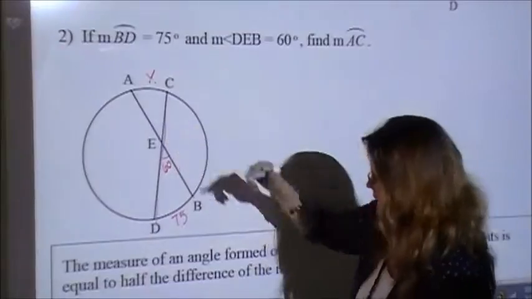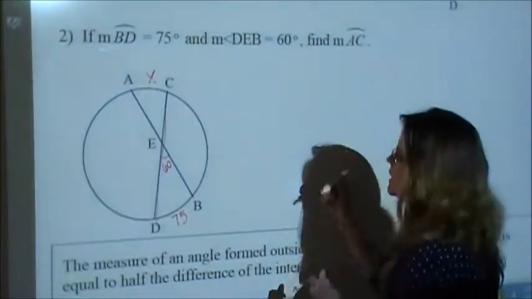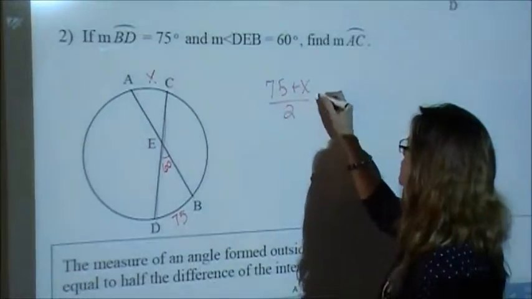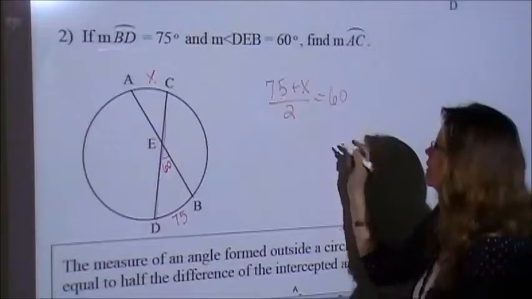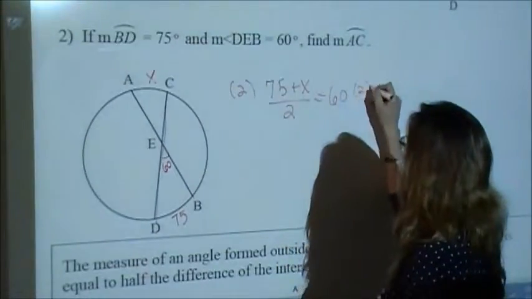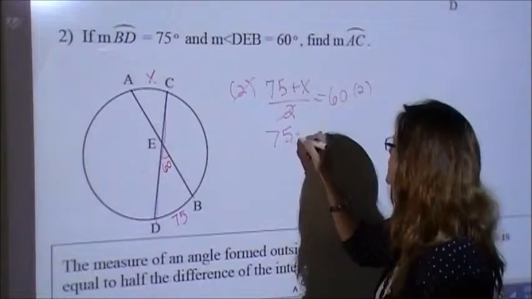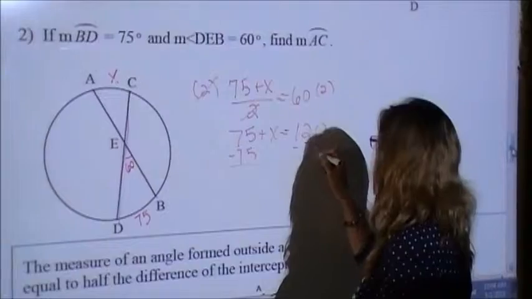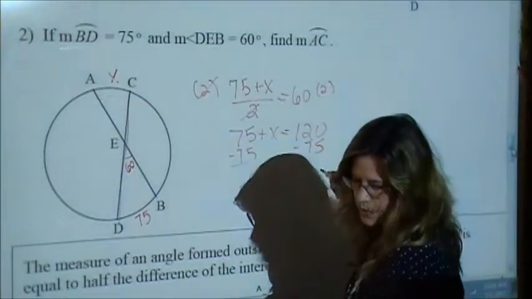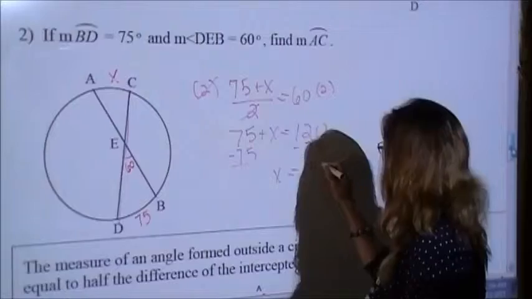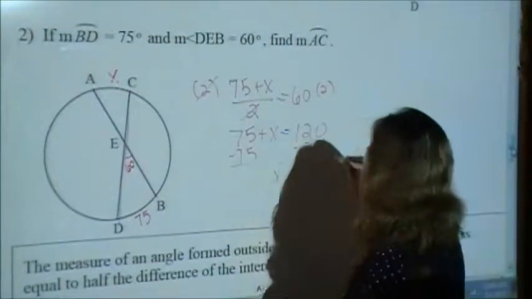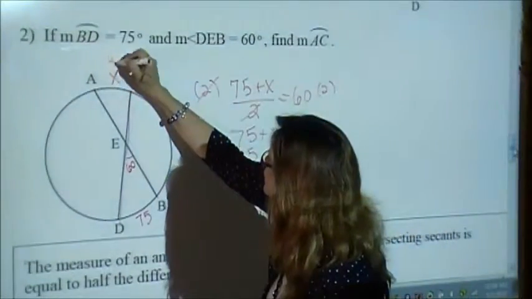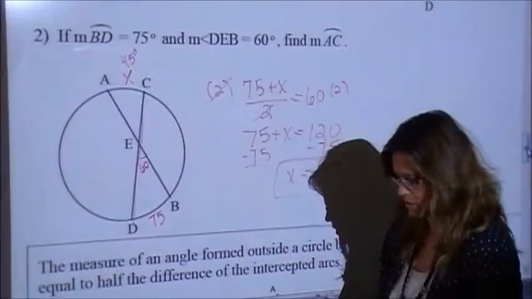My angle's inside the circle, so the formula I'm using is I add up the two arcs, divide by 2, and that's going to equal my angle measurement. To solve, I multiply both sides by 2 to undo dividing by 2, and then subtract. So X ends up equaling 45. It's an arc measurement, so I can put degrees. The measure of arc AC is 45 degrees, and that's all the question wanted.